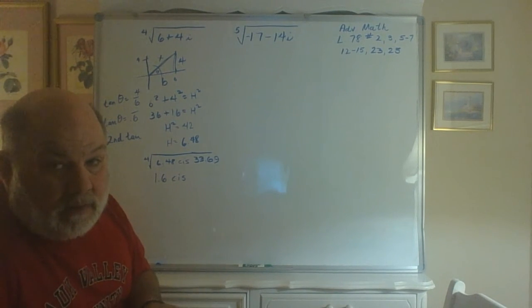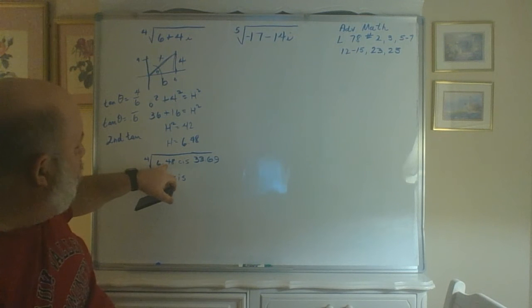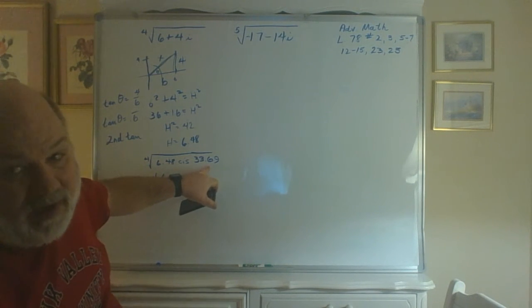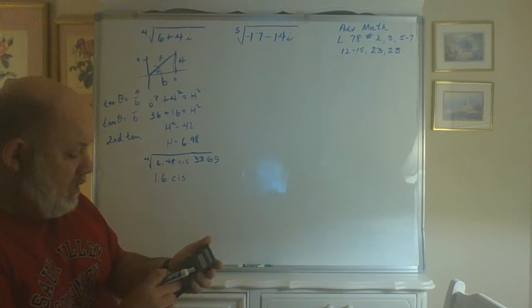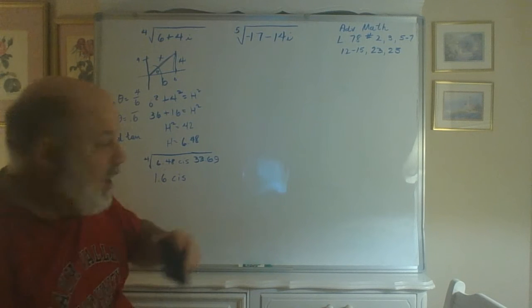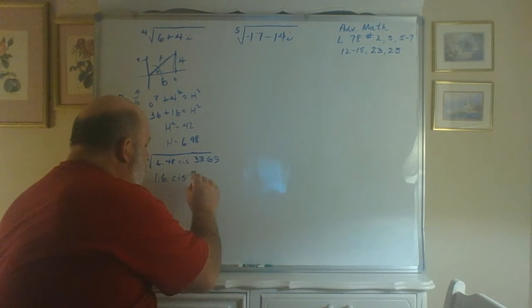Don't forget that you take the fourth root of 6.48, but when you're taking the fourth root of an angle, you simply divide by 4. So divide by 4, and I get 8.4225. So just 8.42.